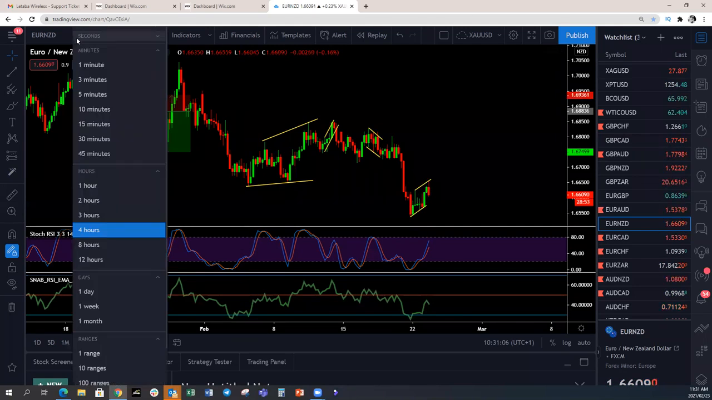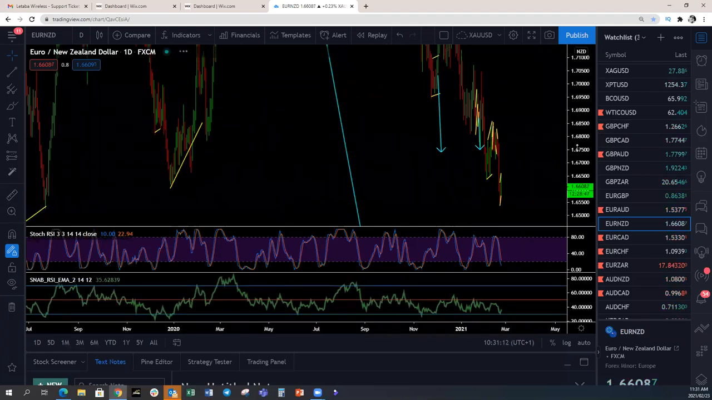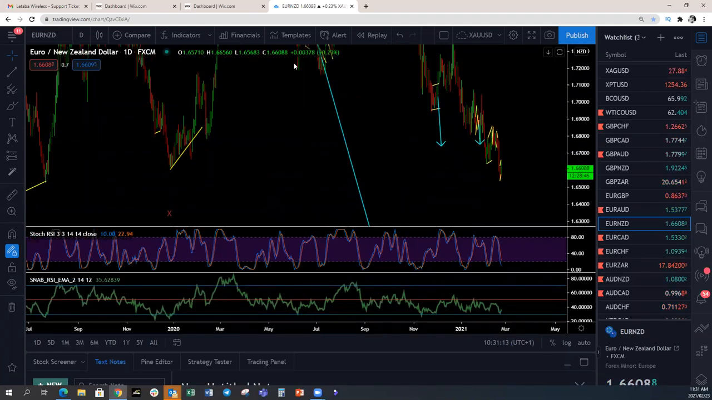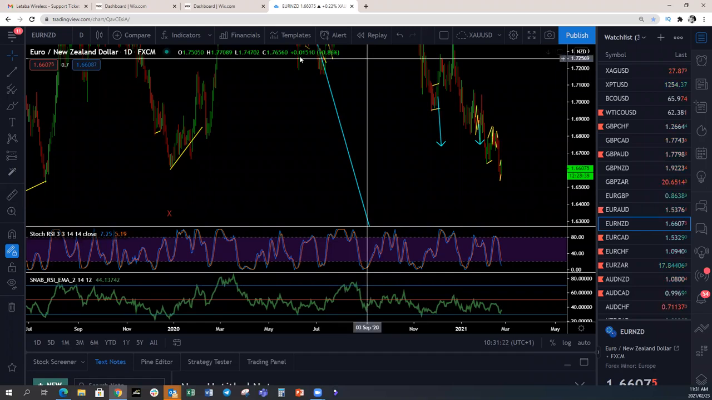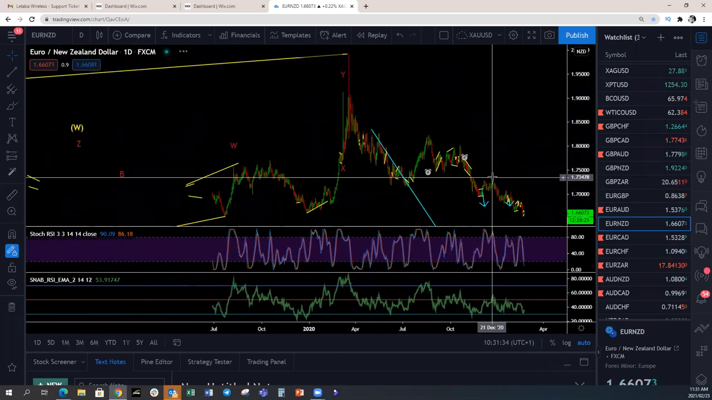Remember, Euro New Zealand is still on a bearish trend, so we're looking for continuation to the downside. We have broken below this structure. Let's get my annotation. We've broken below this structural level. With this correction, it means we're going to see a bit more downside here. So if we're going to see more downside, how far will that downside go? Let's look at the auto here.